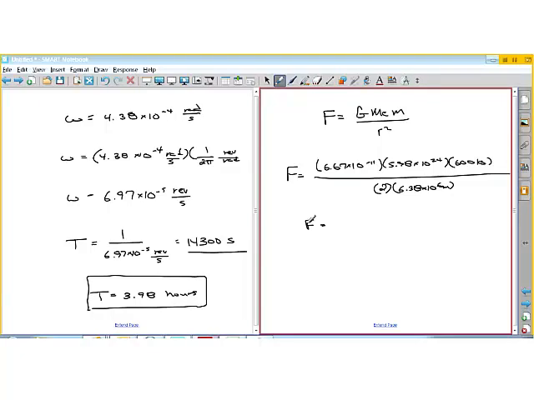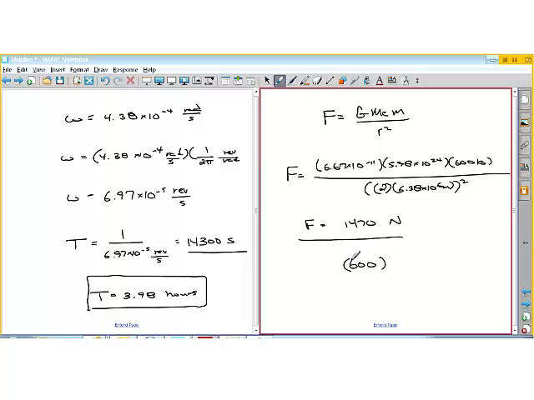6.67 e to the negative 11 times 5.98 e to the 24th times 600, not 300, 600, divided by, and I got to square this, so let me put this squared. 2 times 6.38 e to the 6th, square that, and I get 1,470 newtons. And that should be less than what it is on Earth.